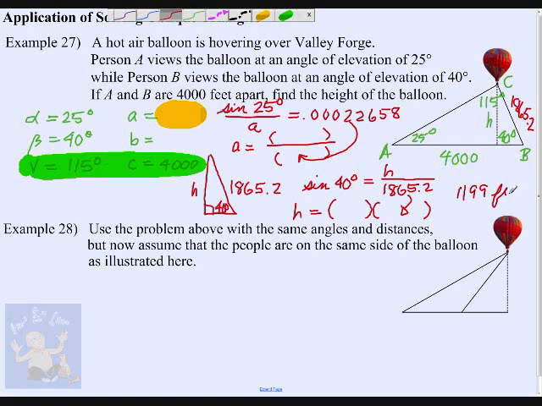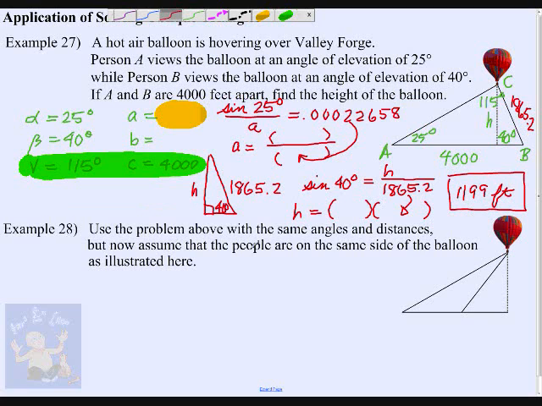1199 feet. And we say to ourselves, does that make sense? It seems pretty reasonable, doesn't it? We'd expect it to be shorter than this length here. Yeah, I think that makes pretty good sense. All right.